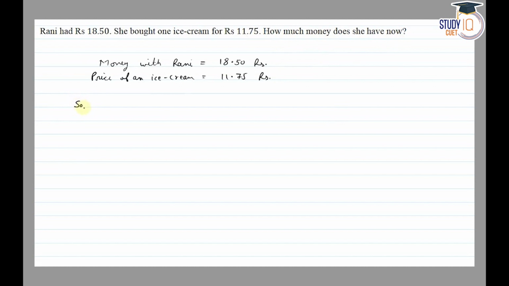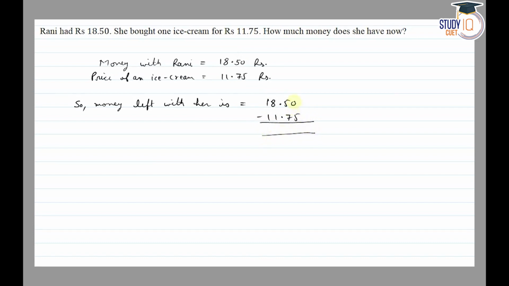So money left with her is equal to difference of this. So 18.5 minus 11.75.